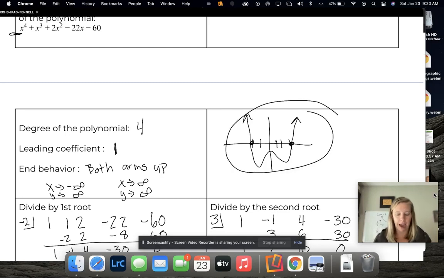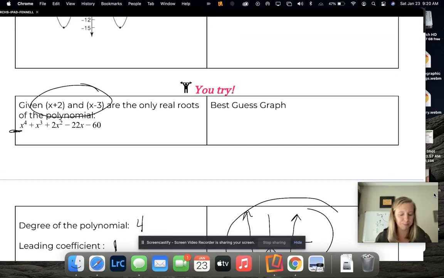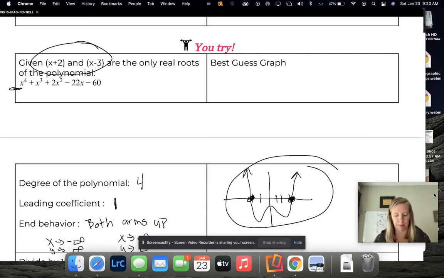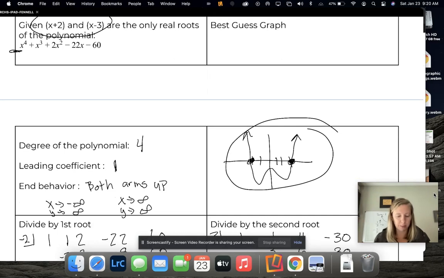Again, I know that I have actual roots, one at positive 3, one at negative 2, because they told me that up here. So I know those are real intercepts. And then I don't know what this part looks like. I'll be honest, I have no idea what this section in here is going to actually look like. I just know it's got some kind of turning happening that doesn't cross the x-axis.